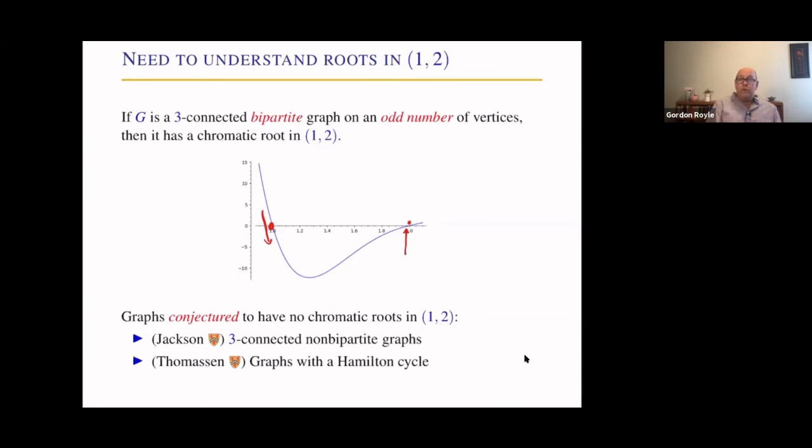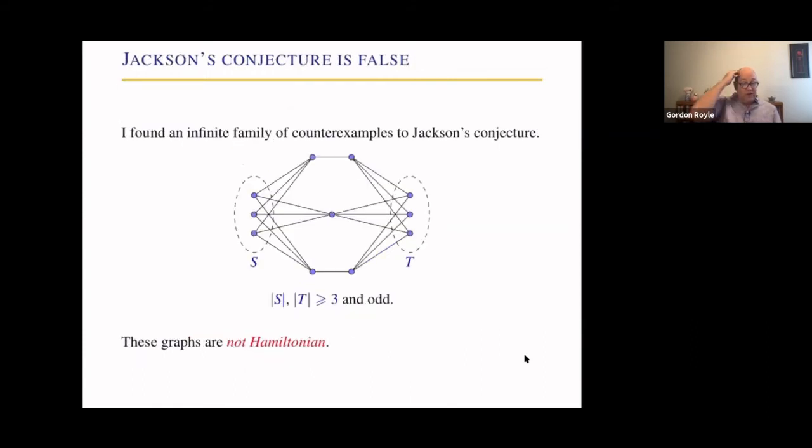Okay, which graphs don't have chromatic roots in (1, 2)? Well, Bill Jackson said 3-connected non-bipartite graphs. He basically said, we know these ones do have roots, so let's take the ones that aren't these, and conjecture that anything without this property doesn't. Carsten Thomassen, graphs with a Hamilton cycle. He conjectured this. Okay, Jackson's conjecture is false. There are counterexamples to the conjecture.